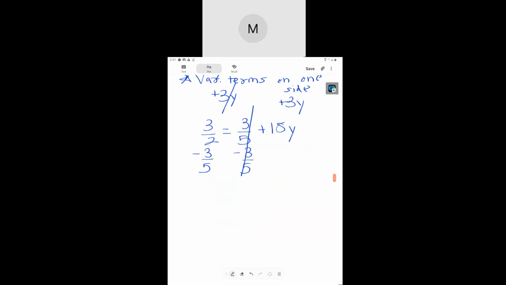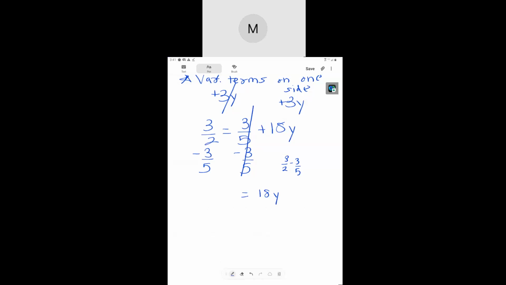Because I want the 18y to be alone on one side so that I can treat it separately. And when I do 3/2 minus 3/5, again, just a refresher on fractions, 3/2 minus 3/5, you need to have a common denominator. And in order to have a common denominator, you can use a like fraction, right?